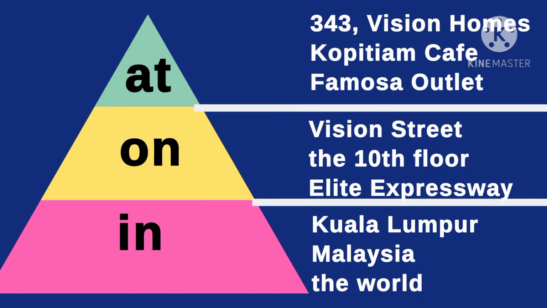Alright? Now, let's look at the second one. So, the second one is on. On we use for a little bit more than a very specific place, it is a little bit wider. For example, we see here on a street, on a highway or expressway, or a floor. So we see on Vision Street, on the 10th floor, on Elite Expressway.